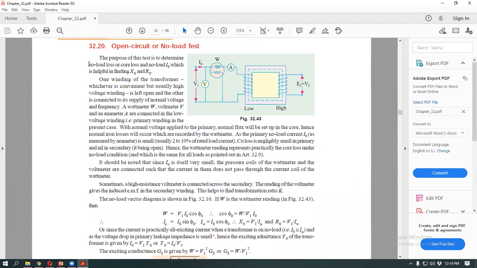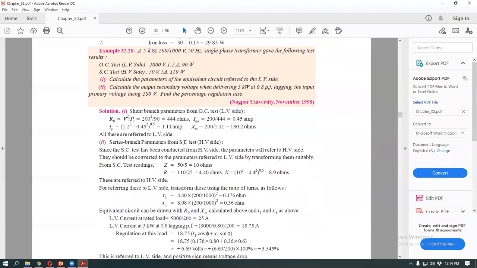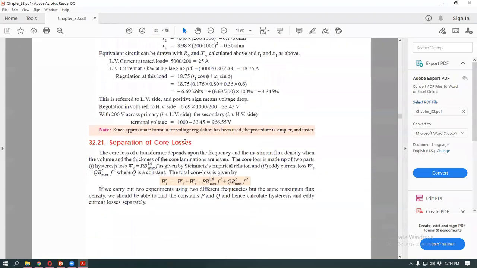The open circuit test is a no load test. This test is to determine the no load loss or core loss. The no load test means the core loss test. And another test is called... this is the core loss.